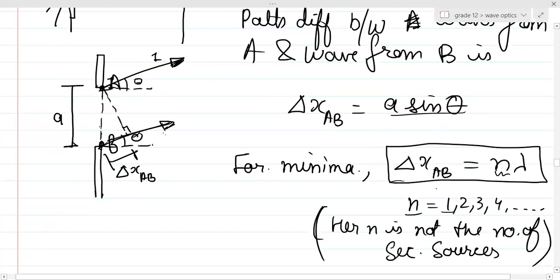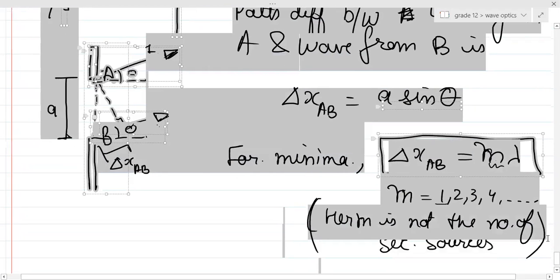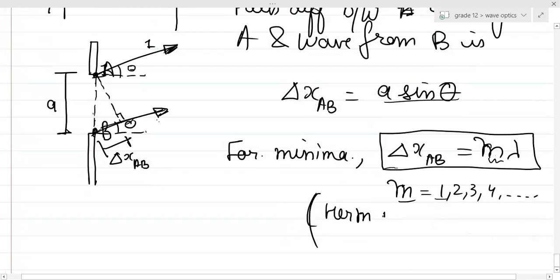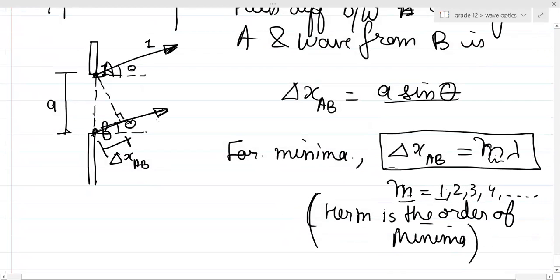Did you understand that for minima I'm giving you the condition? For minima, what is the condition? The path difference between the first wave and the last wave should be equal to n lambda, where n, don't write n, now write m. If you get confused, let's make m the order. So here m is basically the order of the minima. Just to avoid confusion, I'm changing the letter. So for first minima, m will be equal to 1. For second minima, m will be equal to 2. For third minima, m will be equal to 3. Is it clear?